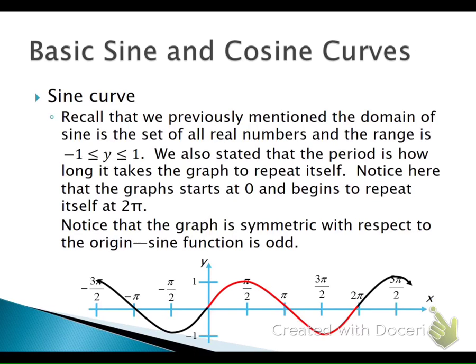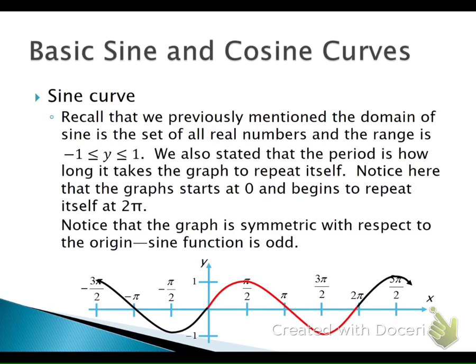We had also stated that the period is how long it takes the graph to repeat itself. So if you look at this graph that's given here, you can see that we start at 0 and then it begins to repeat itself at 2 pi. So if you look, they have from 0 to 2 pi in red, and then it's going to just continue to repeat itself.